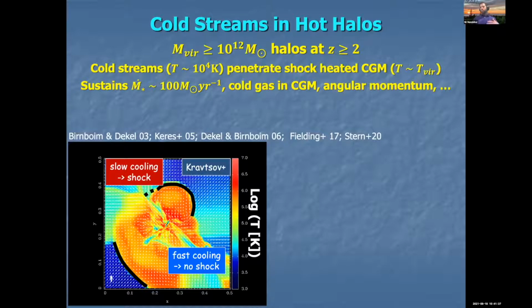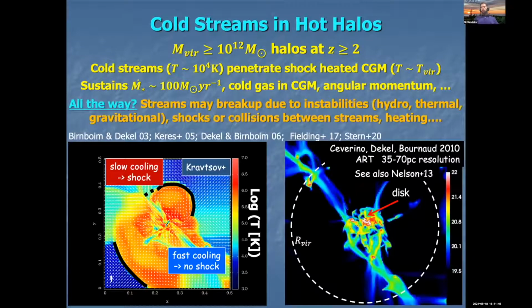They're thought to be very important for the growth of angular momentum and the dynamical structures of galaxies at high redshift. But all this really relies on the assumption that the cold streams really remain intact all the way toward the central galaxy. And it's not at all obvious that that's the case.